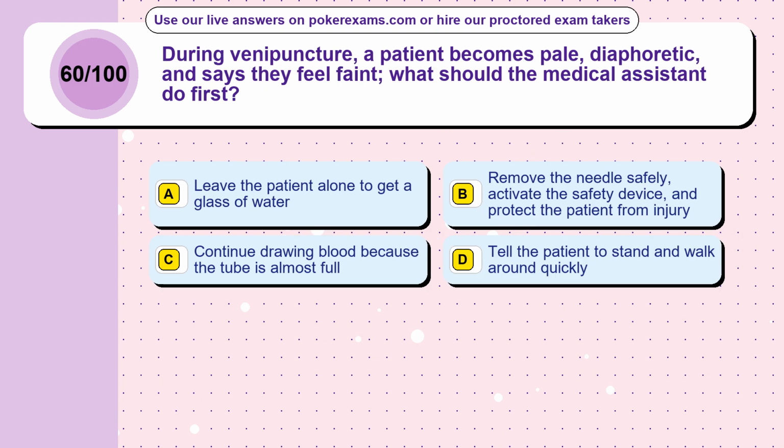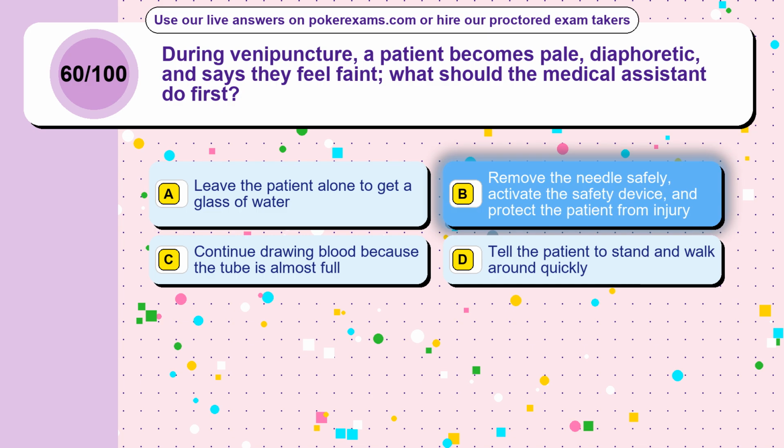Question 60. During venipuncture, a patient becomes pale, diaphoretic, and says they feel faint. What should the medical assistant do first? Option A. Leave the patient alone to get a glass of water. Option B. Remove the needle safely, activate the safety device, and protect the patient from injury. Option C. Continue drawing blood because the tube is almost full. Option D. Tell the patient to stand and walk around quickly.